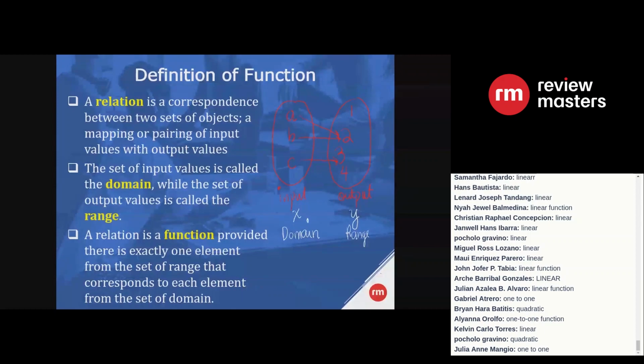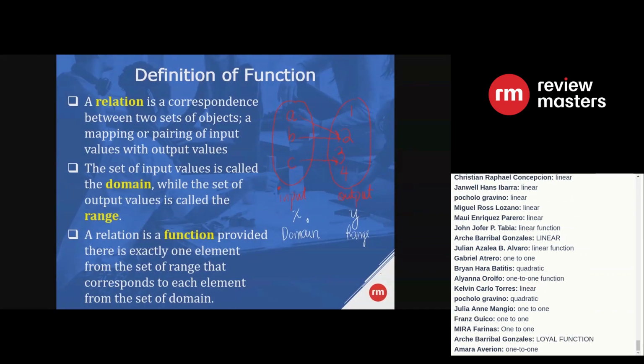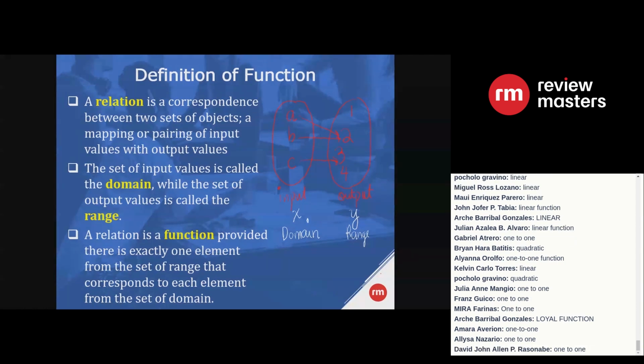Now, graphically speaking, do you remember what the test is to check if a relation is a function? Loyal function. Okay. But it's really one-to-one function. Well, this is funny, Archie.